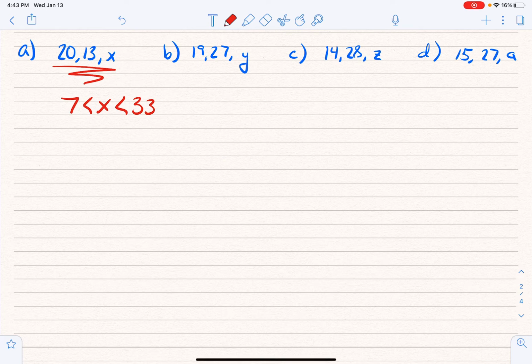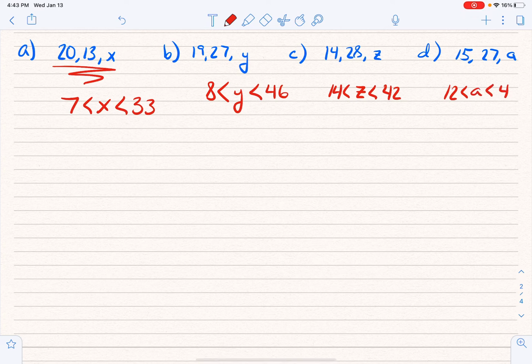The next one, you subtract these and you go, well, 27 minus 19, Y has got to be bigger than 8, but smaller than, when I add those, I get 46. For the next one, subtract these and I get 14. So Z has got to be bigger than 14, but smaller than 42. For this next one, if I subtract them, I get 12. So A has got to be bigger than 12, but again, smaller than 42. Okay, not too bad.